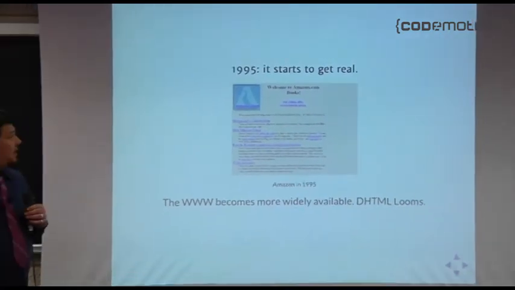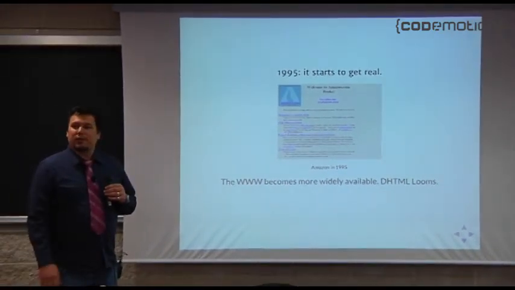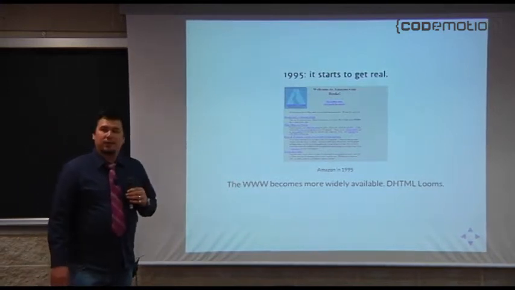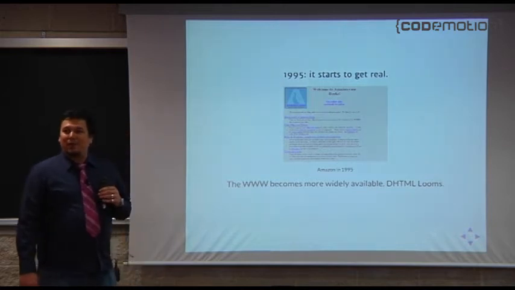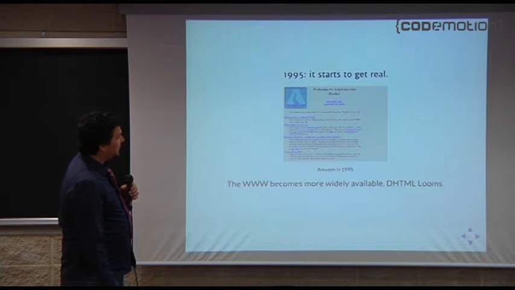In 1995, it starts to get real. More people get internet in their home. We actually have browsers. We have the World Wide Web. DHTML is on the horizon. This is what Amazon looked like in 1995.